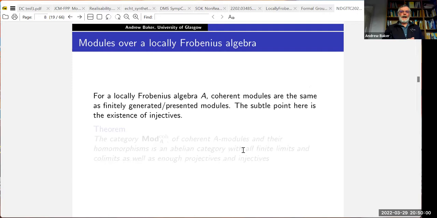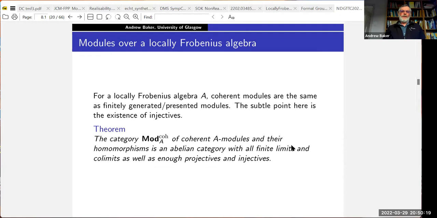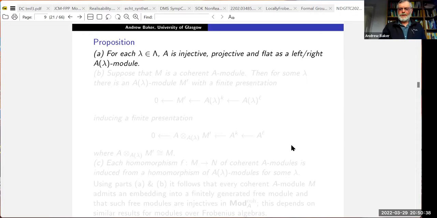Okay, let's think a little bit about modules over these things. As I said before, coherent modules are really the same thing as finitely generated modules because they are automatically finitely presented. As I said earlier, in the graded case, the category of coherent modules is an abelian category. It doesn't have arbitrary limits and colimits, but it does have finite ones, and it does have enough projectives and injectives. We'll come back to that later. I'll come on to that next, yes. Okay, so very similar to the graded story. A is automatically injective, projective, or flat as an A of lambda module for any lambda.